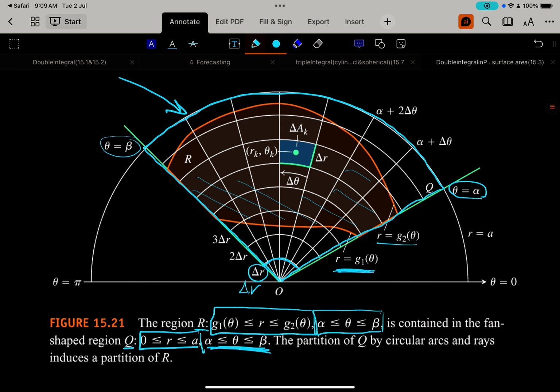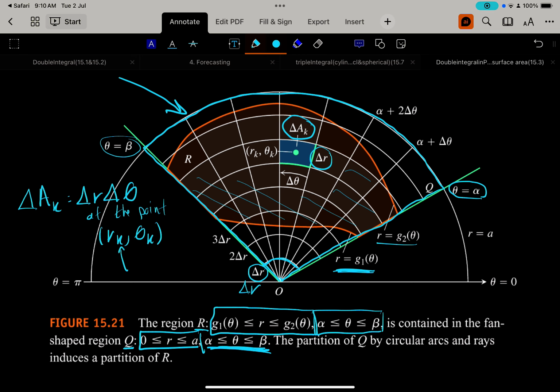As you can see, also we have here the very small change in area, which is delta AK, and that's the very small change in area. We have also the change in radius here. So the change in area is basically going to be delta R times delta theta, and this is given at the point RK and theta k. So each point has an index which is k.